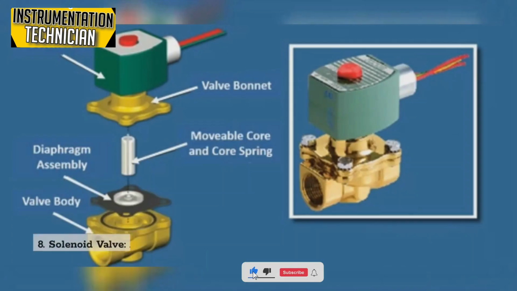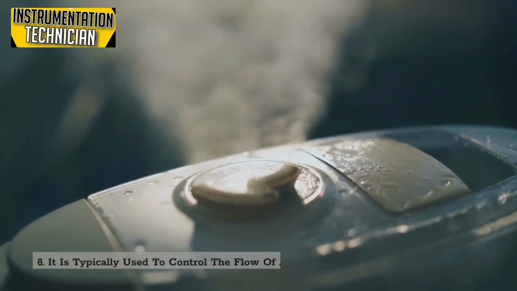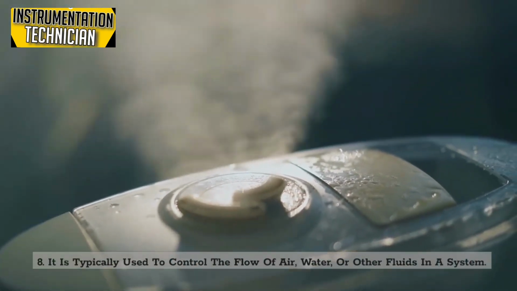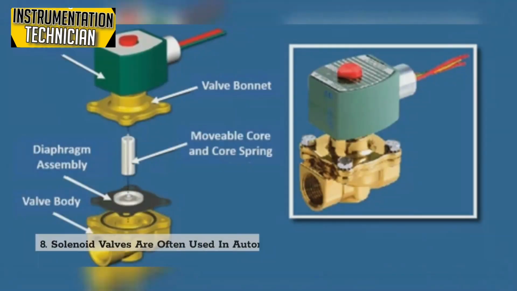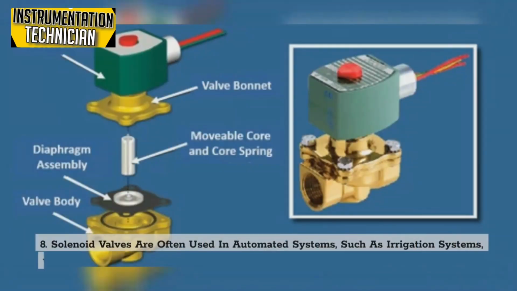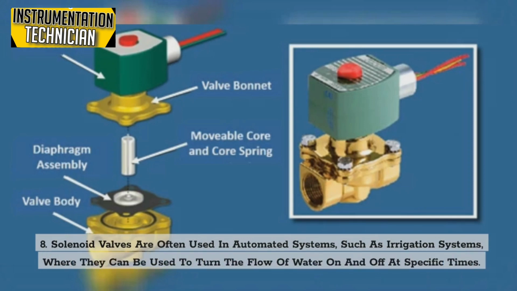Solenoid valve. A solenoid valve is a type of control valve that is operated by an electric solenoid. It is typically used to control the flow of air, water, or other fluids in a system. Solenoid valves are often used in automated systems, such as irrigation systems, where they can be used to turn the flow of water on and off at specific times.